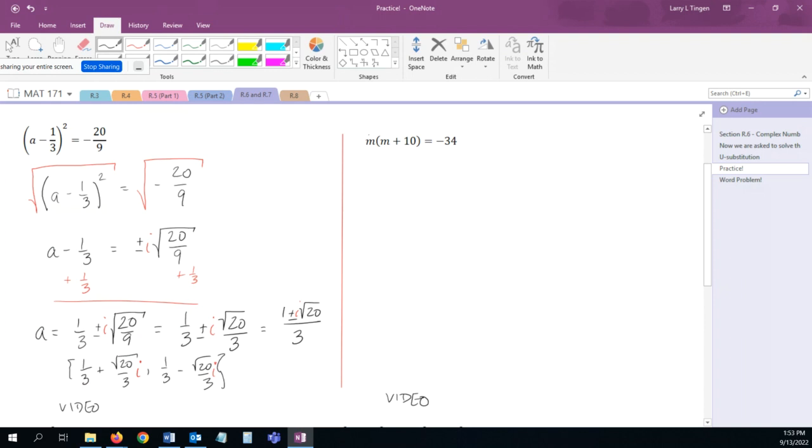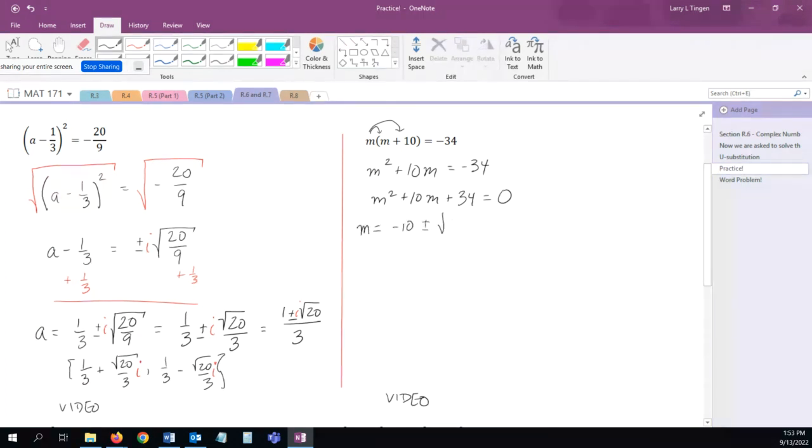So in order to solve this, I'm going to distribute because that's the only math to be done. Plus 10m is equal to -34. It's a quadratic. It's got all three terms, so I'm going to put everything on one side. See if it'll factor. Multiply to 34, add to 10. Not going to happen, so the quadratic equation gets called in.